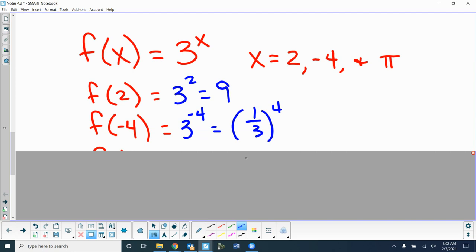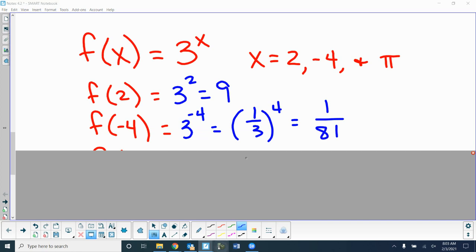We don't like negative exponents. It's okay when you have scientific notation, but anytime else, we always like our exponents positive. So I just do 1 to the 4th, which is always 1, since 1 to any power is 1. And then I want to do 3 times 3 times 3 times 3, which is 81.